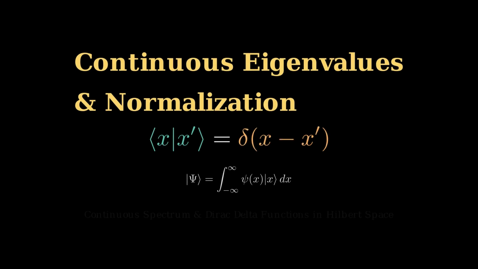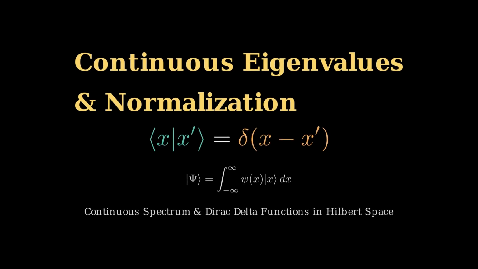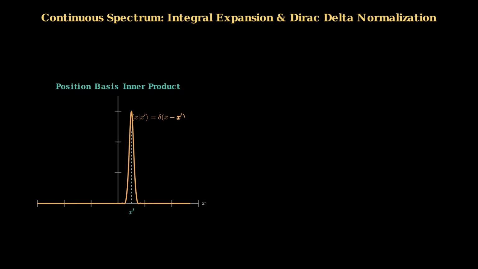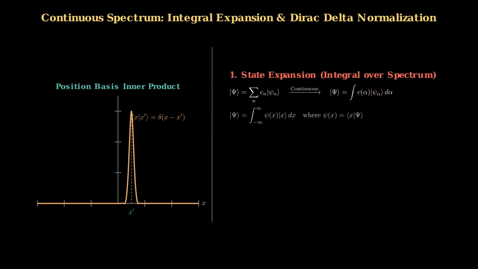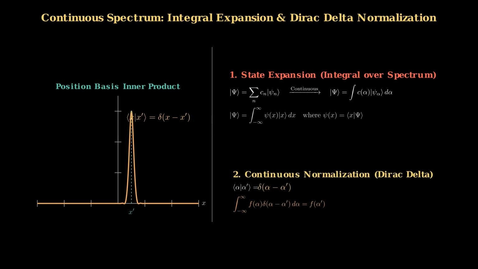Continuous eigenvalues and normalization. For continuous observables like position or momentum, the sum becomes an integral over coefficient c of alpha times basis state psi sub alpha d alpha. Because continuous eigenstates cannot be normalized by standard sums, the discrete Kronecker delta becomes the continuous Dirac delta function. The inner product of state alpha and state alpha prime equals the Dirac delta of alpha minus alpha prime.